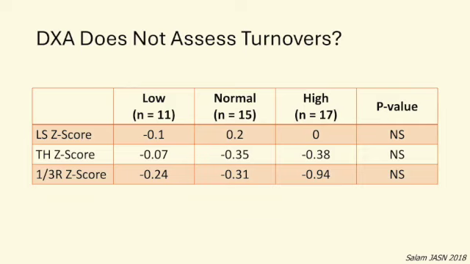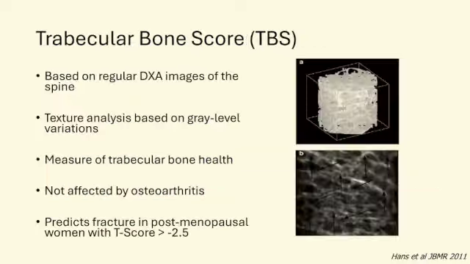So that's one limitation to DEXA. How about alternatives to DEXA, or methodologies that are based on the DEXA, such as TBS? So TBS, we know it's a marker of trabecular microarchitecture. We know that it is operational to predict fracture in patients who have T-scores greater than minus 2.5.